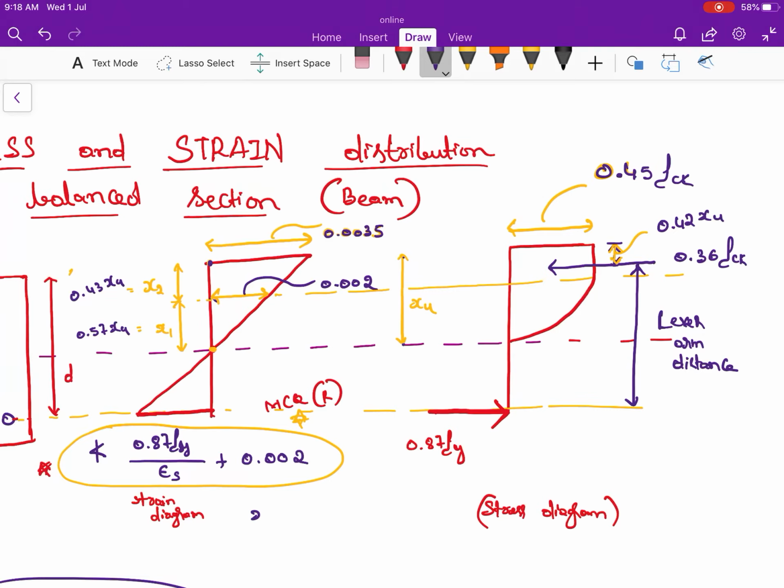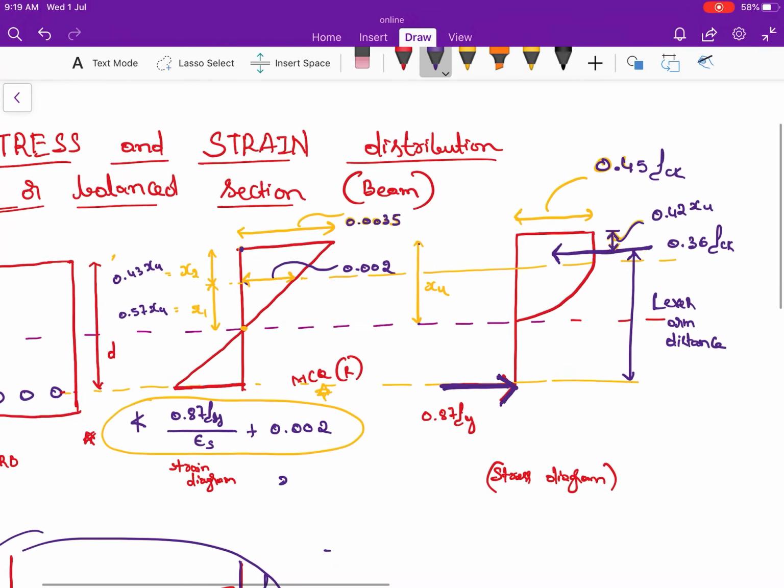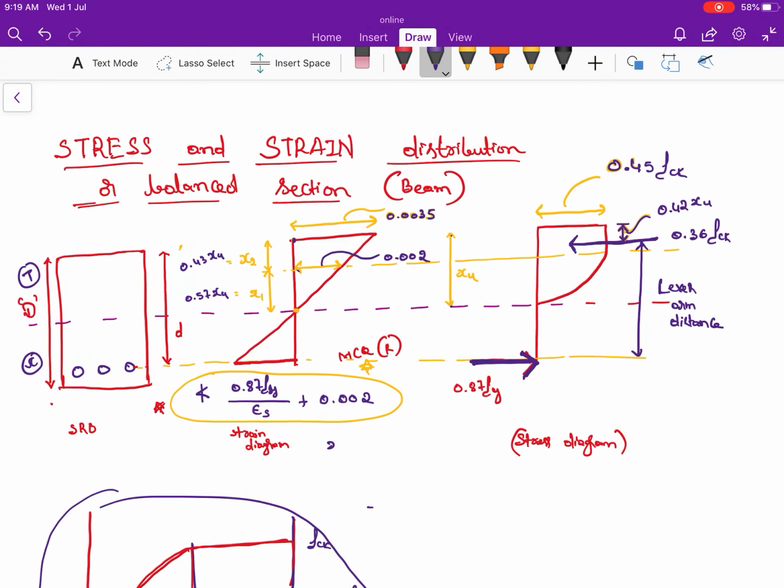Whenever the stress 0.87 Fy is acting in this direction, that is from left to right, it is balanced by this force, that is 0.36 FCK, which is acting upon this. This resultant is acting at a point 0.42 XU from the topmost fiber. This is what you need to remember. For the examination and competitive examination point of view, remembering all these values is very much important.